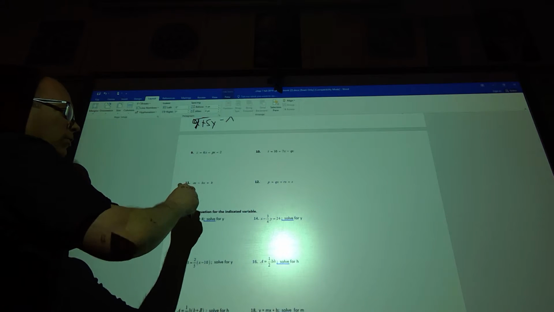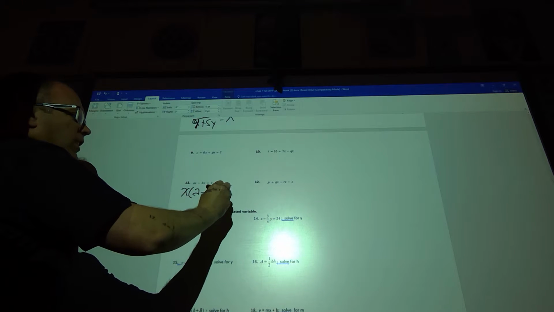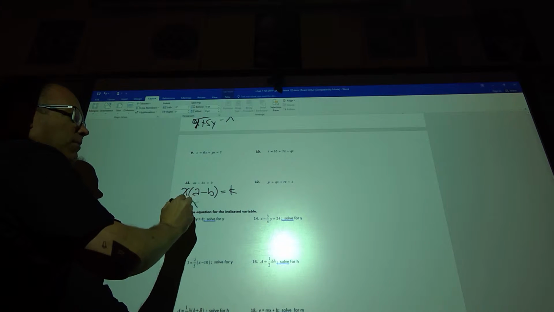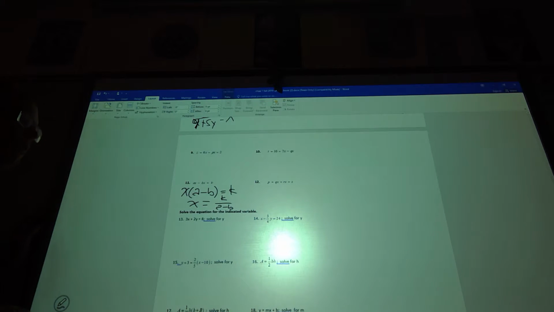Let's see, we're solving this one for x, so I'm going to factor an x out of both those. So I get a minus b is equal to k, and I'm going to divide each side by a minus b, so I get k over a minus b. You can keep it in parentheses, but you don't have to. Just make sure that's all in the denominator.